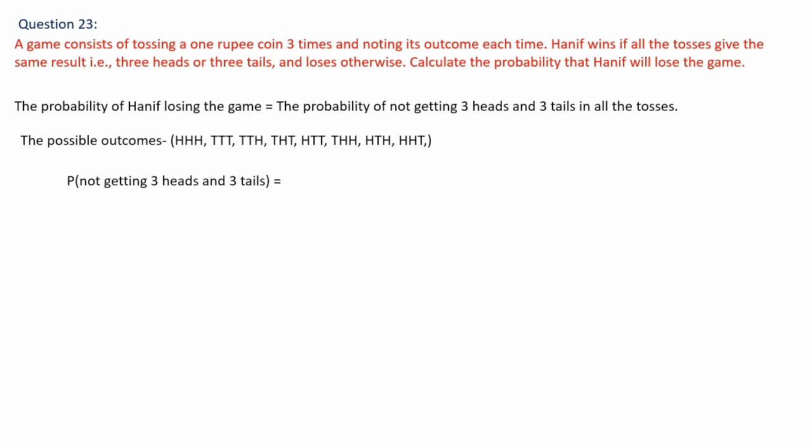Now probability of not getting 3 heads and 3 tails means these two will go. Head will not come, tail will not come, all mixed up will be there. That means these 6. That is 6 divided by total 8, that is 3 divided by 4, in the sense we are cancelling 2. So 3 divided by 4. So calculate the probability that Hanif will lose the game. Probability of Hanif losing the game is 3 by 4.